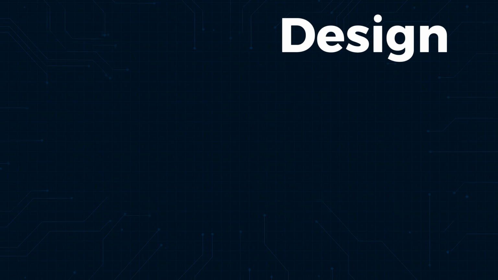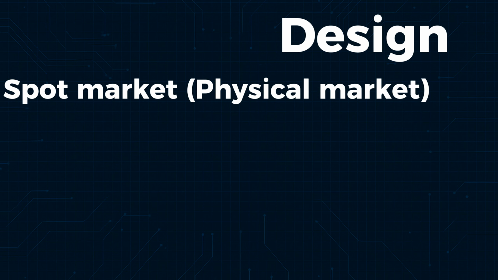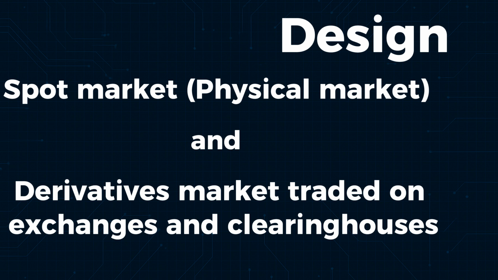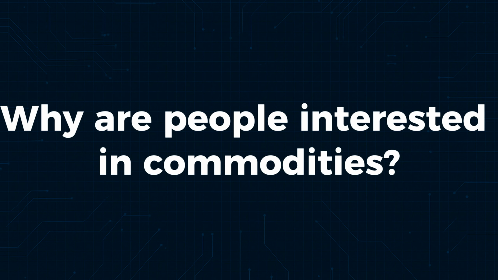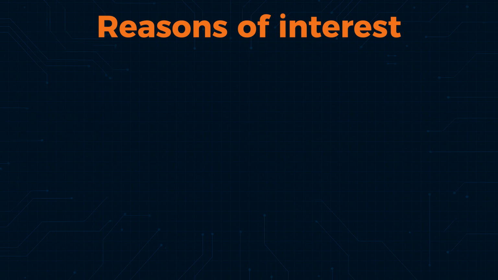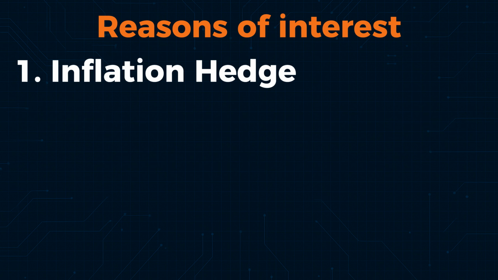The commodities market is structured in two main layers: the spot market, the physical market, and the derivatives market, futures and options, that are traded on exchanges and clearing houses. People are interested in commodities due to inflation hedge. Physical assets like gold, oil, and agricultural products tend to retain value during inflationary periods.